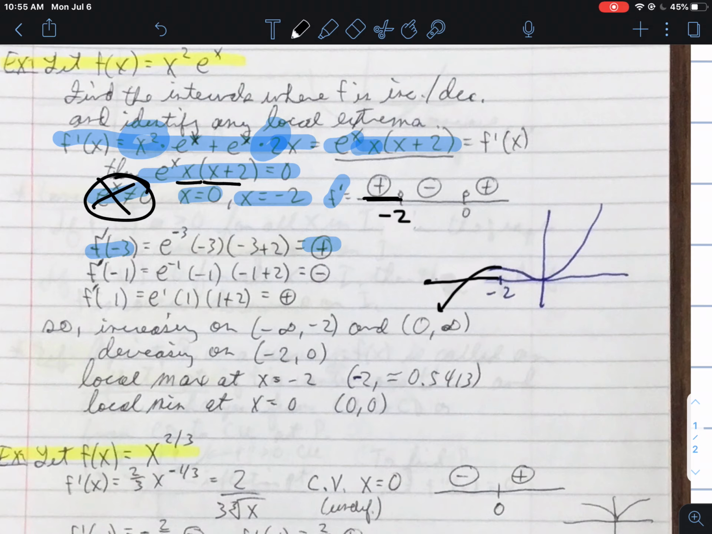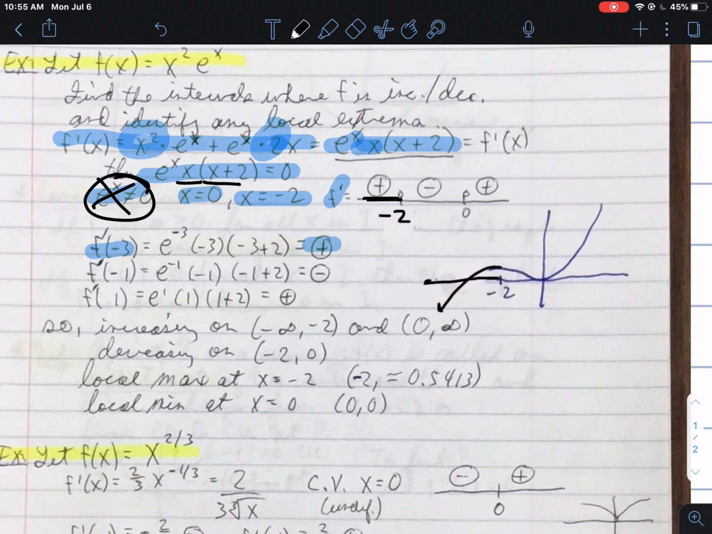So then we took a value between -2 and 0. The most convenient one there would be -1. And if you plug -1 into f prime, in this case, you will get a negative value. And then we take a value in that last interval to the right of 0, the interval from 0 to infinity. So I just picked 1, and you plug 1 into f prime, and again, here you do get a positive value.